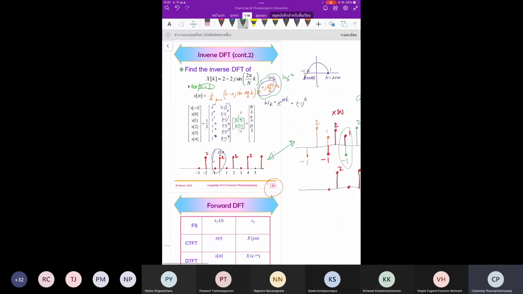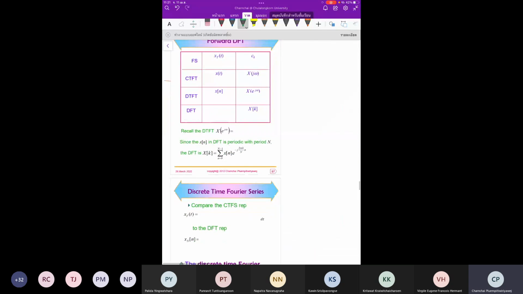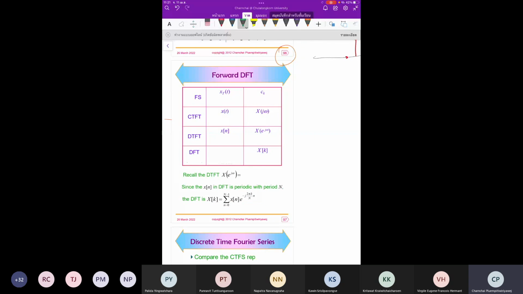That's it for the DTFT. Before we continue, let's review some other things. The Fourier series, sometimes we call it CTFS. Oh, not yet. I'm sorry. Actually, we call it CTFS, but I just call it Fourier series because it's the original Fourier series. But I think in the book they call it CTFS, continuous-time Fourier series.